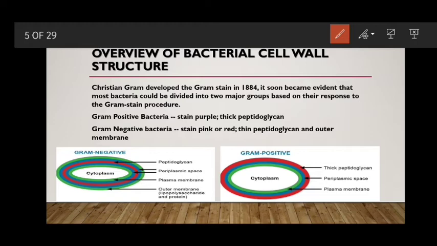As we have discussed, the major component of the cell wall is peptidoglycan. Depending on this peptidoglycan, these two major groups of bacteria are differentiated. Gram positive bacteria have a thick peptidoglycan layer, and that is why they stain purple. Secondly, gram negative bacteria have a thin peptidoglycan layer and also have an outer membrane. That is the reason they are known as gram negative.